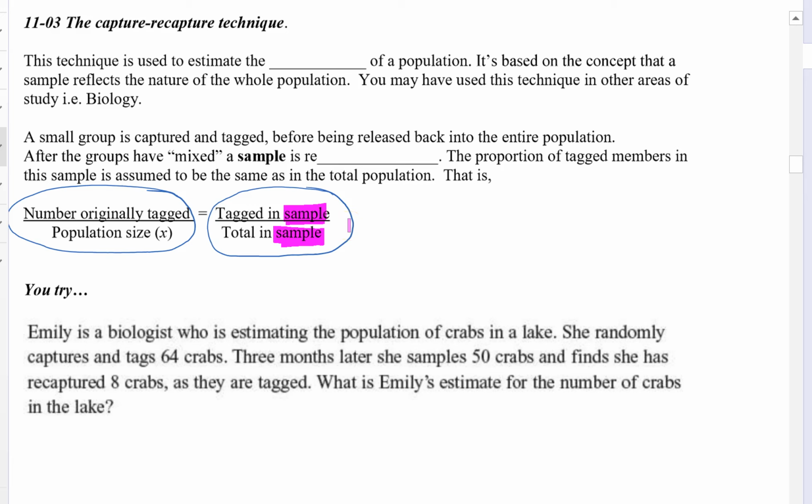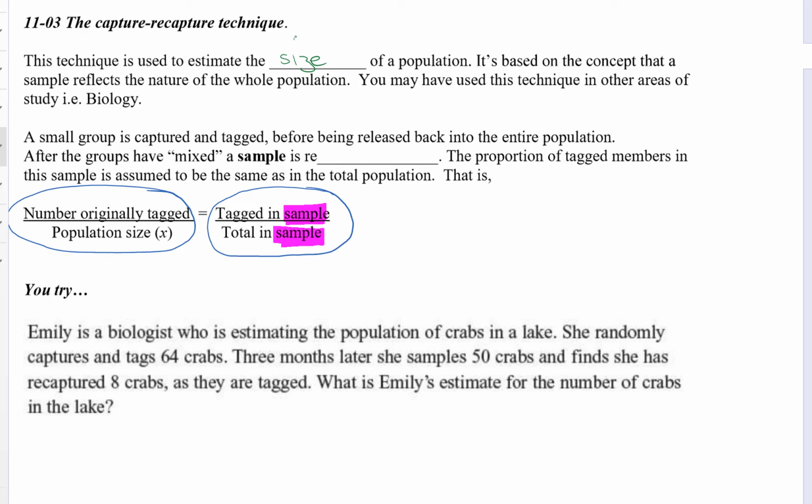Now, like I said, this is a technique for us to be able to estimate the size of a population. You might wonder why you couldn't just count them, but if you thought about fish in a lake, you wouldn't be able to count them all because you wouldn't be able to see them. So there are some populations whose size we have to estimate.